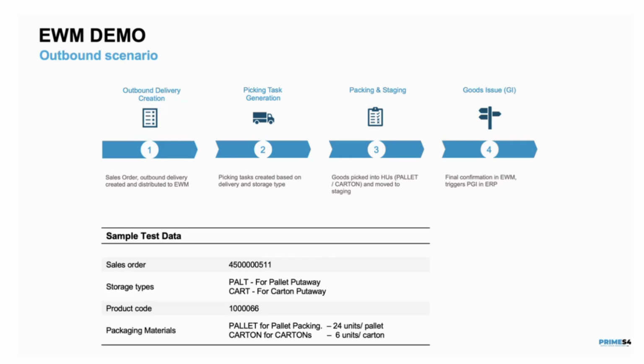As you can see on the screen, the sample test data for the outbound scenario includes the sales order, the different storage types from where you're going to pick the product code, and the packaging materials like the pallet or the carton with the respective pack specs, like 24 units per pallet or 6 units per carton. Now that we have had an overview of the outbound scenario, let's go to the demo of this.